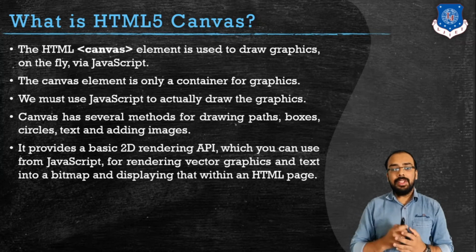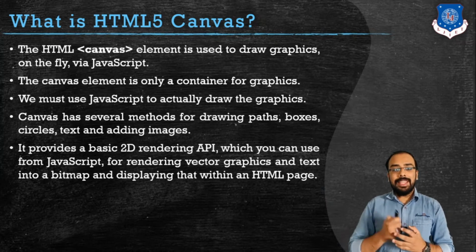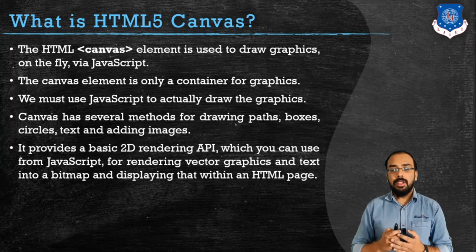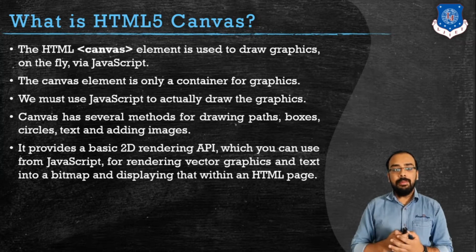Any graphics that you want to display, just by using the canvas tag you can't display it. Actually when we want to show the graphics inside the canvas tag, we have to use JavaScript. So JavaScript must be added when we are working with the canvas tag. Now this canvas element provides us various methods for drawing paths, drawing boxes, whenever we want to draw different shapes such as a circle, if we want to write text, or if we want to add an image. All this can be done using the element which is named canvas.